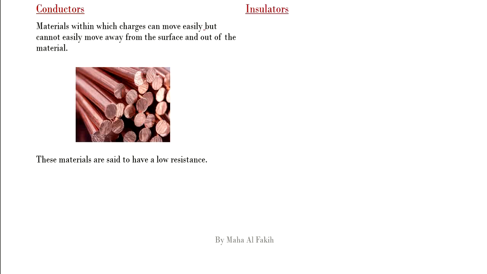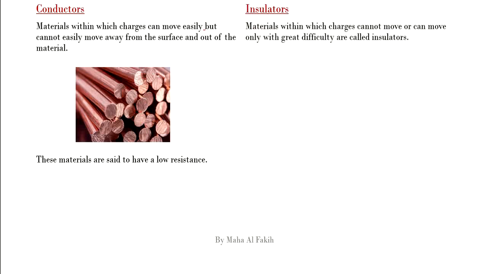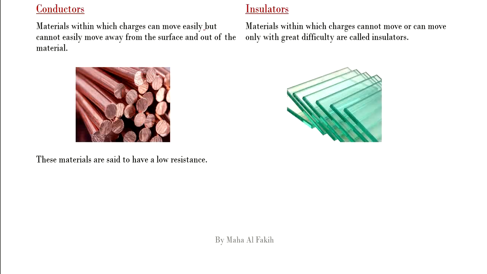The second type of materials is the insulators. These are materials in which charges cannot move easily inside them. A good example is glass, where current cannot pass through glass. These materials are said to have high resistance since they highly resist the passage of current inside them.